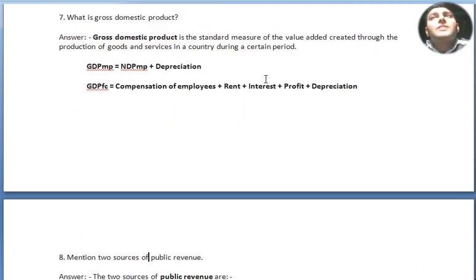Question number 7. What is gross domestic product? GDP. The gross domestic product is the standard measure of the value added created through the production of goods and services in a country during a certain period. GDP MP, this is market price, equals to NDP MP, net domestic product at market price plus depreciation. And the other one is GDP at factor cost, compensation of employees plus rent plus interest plus profit plus depreciation.